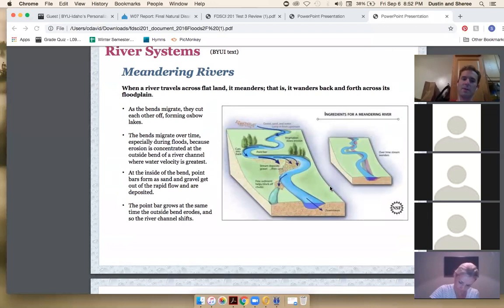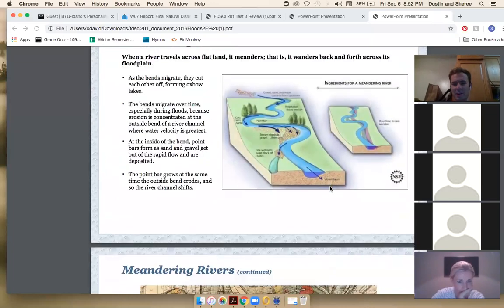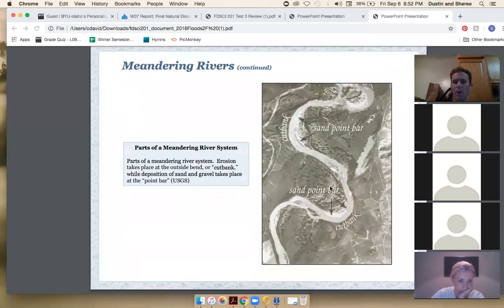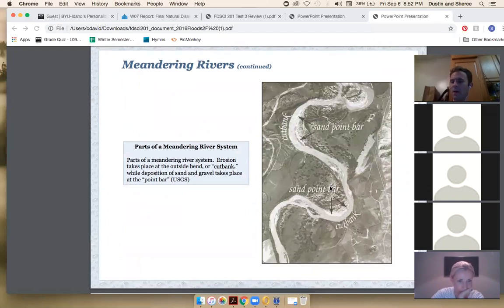Meandering rivers, this is when a river travels across a really flat land, a really flat surface, and it literally just kind of moseys. It meanders back and forth and gets this beautiful sinuous shape, curvature to it, as it moves slowly back and forth across the floodplain. And there's a reason for that, okay? There's a reason that it gets curvy and doesn't just stay straight. And I'll show you with this picture right here.